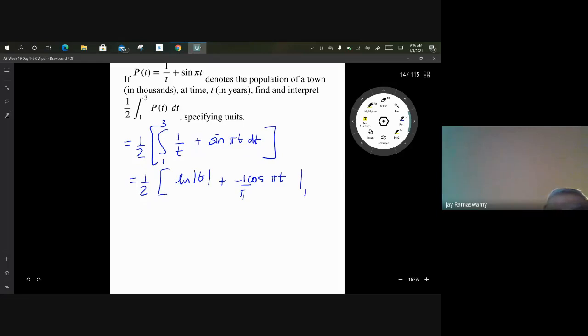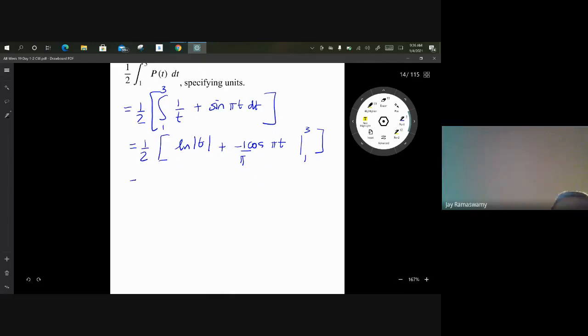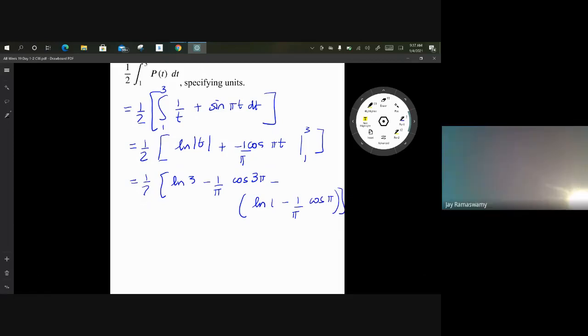Over pi, correct? And then lower limit 1, upper limit 3, yes? So it equals ln 3 minus 1 over pi cos 3 pi, minus parentheses ln 1, 0, minus 1 over pi cos pi. Yes. You don't need to look at the board, just look down.